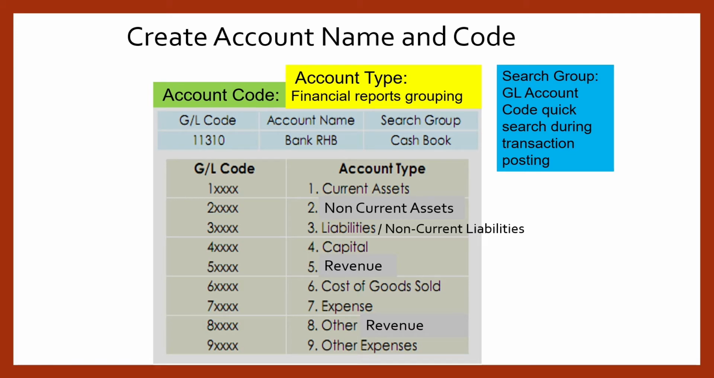To create account names and codes, please follow the guideline. For GL code, start with 1 is for current asset, start with 2 is for non-current asset, start with 3 is for liabilities or non-current liabilities, start with 4 is for capital, 5 revenue, 6 cost of goods sold, 7 expenses, 8 other revenue, 9 is for other expenses.